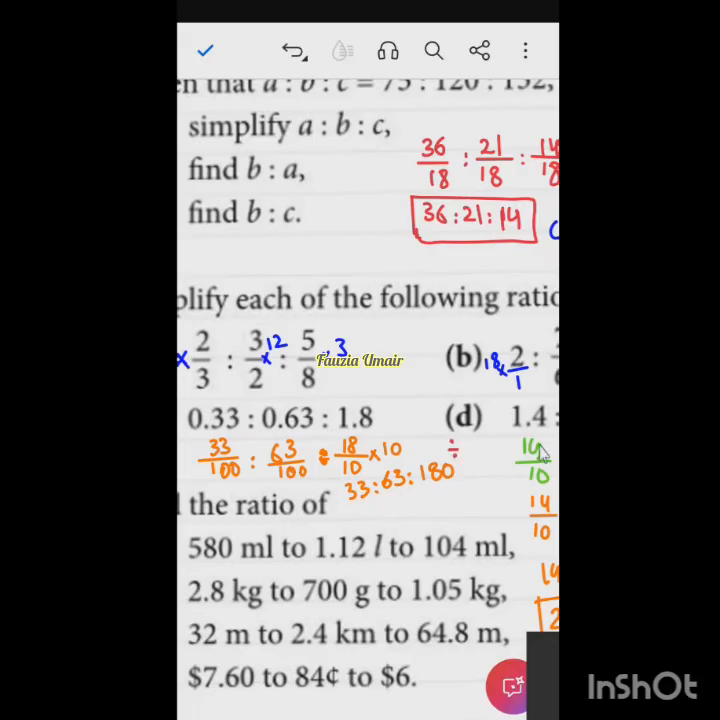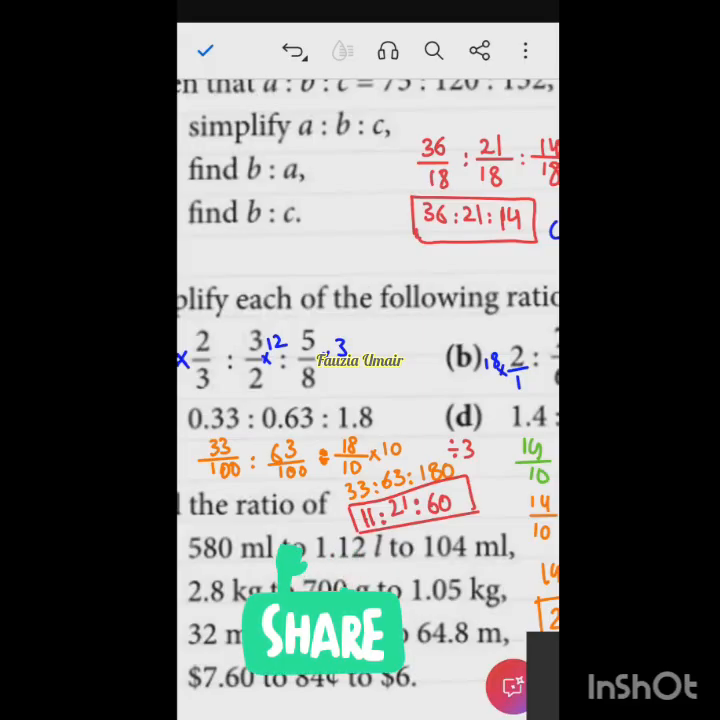By which number will they divide? Ma'am, 3. Very good. So this will be 11 ratio 21 ratio 60. Got it? And this will be your answer. Right? So, bete, is there any question? Because we have done.